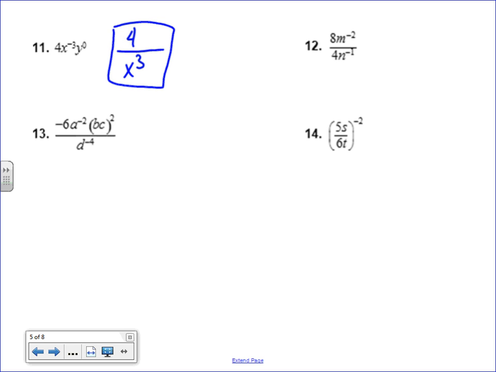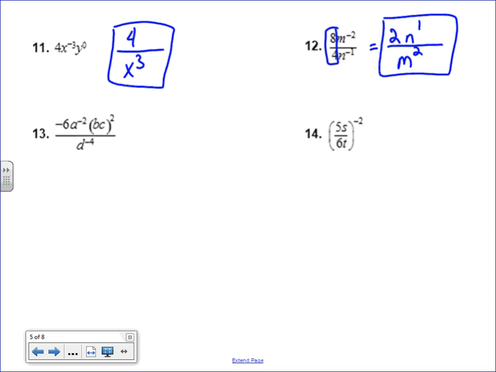Okay, if we look at this next one, to simplify this one, the first thing you could look at is the 8 over a 4. That's a 2, so I'm going to put a 2 on the top. My m to the -2, I would rewrite so I'd have m to the +2 on the bottom. n to the -1 on bottom moves to the top, and it becomes a +1. So that would be one way to write your answer there. Okay.